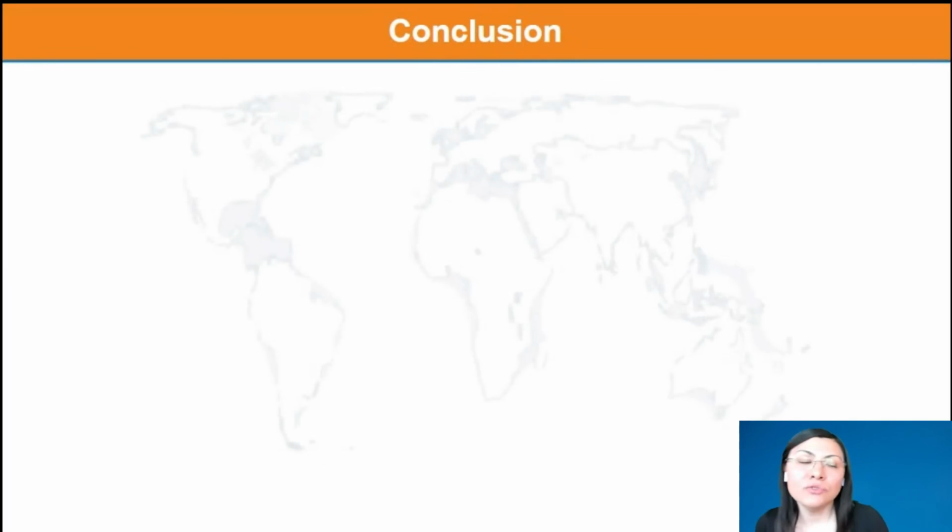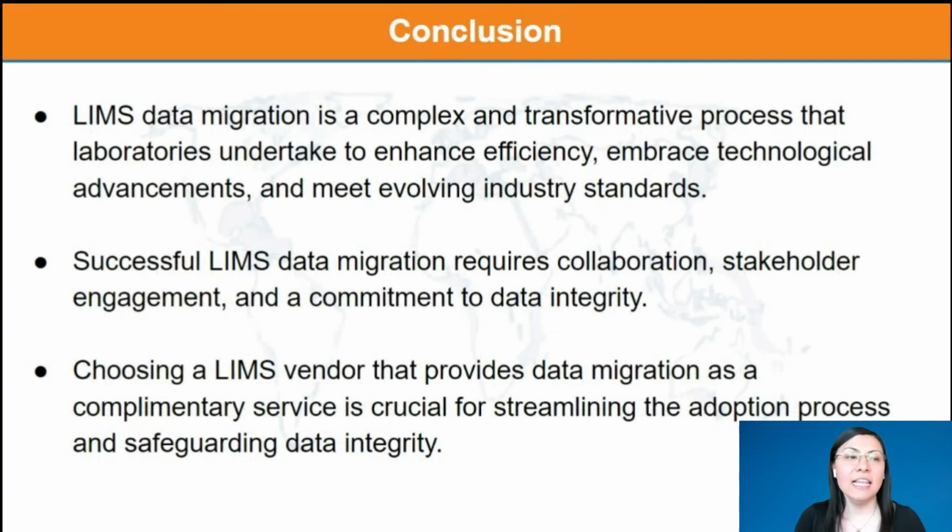So as a conclusion from this presentation, we can say that LIMS data migration is a complex and transformative process. Laboratories undertake this process to enhance their efficiency, to embrace technological advancement, and meet evolving industry standards. In order to have a successful LIMS data migration, you need several aspects such as collaboration of all the stakeholders, good communication, commitment to data integrity, and if you have the support of a vendor, that would be great.